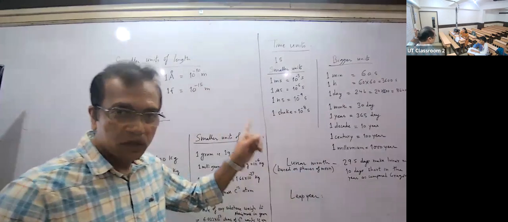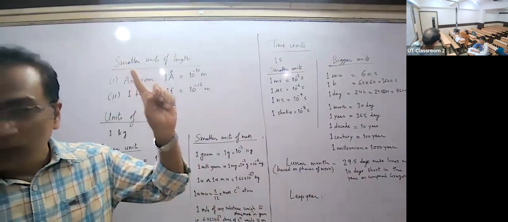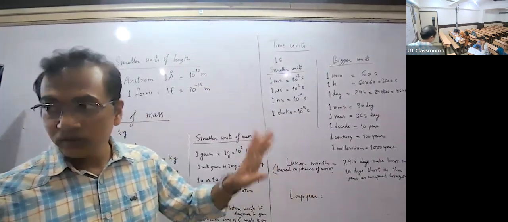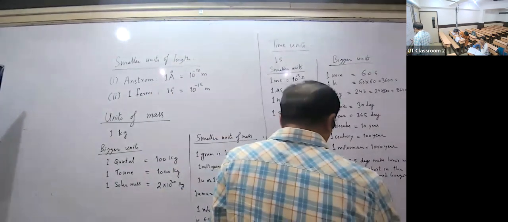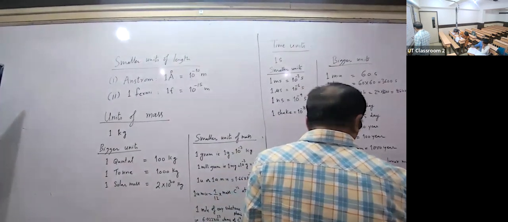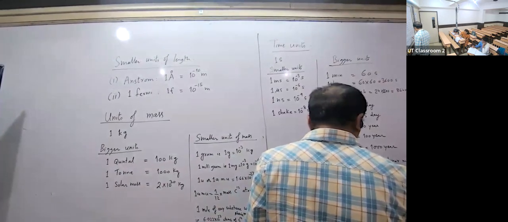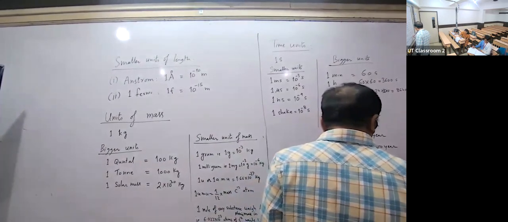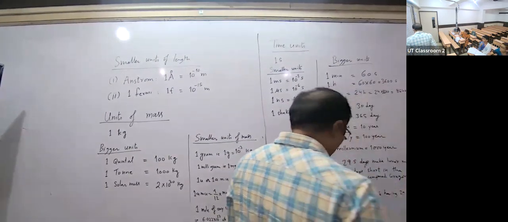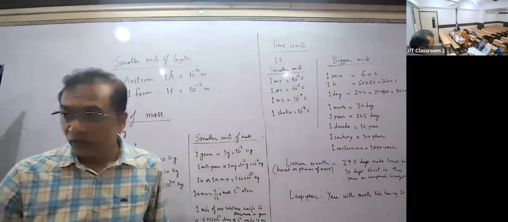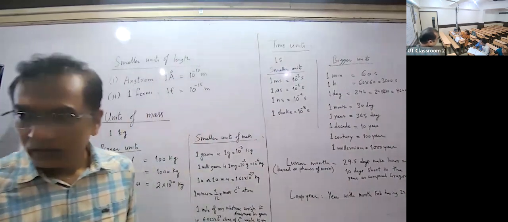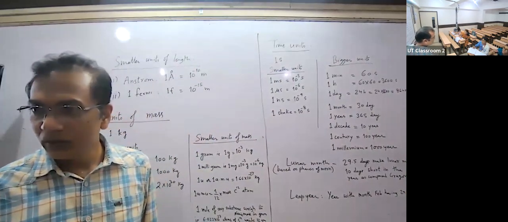Leap year is still with the Gregorian concept. A leap year is that year in which the month of February has 29 days. So every 4 years, we get a leap year. Next year is a leap year. Is anyone born on the 29th?